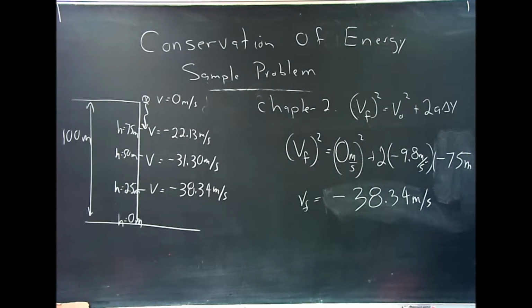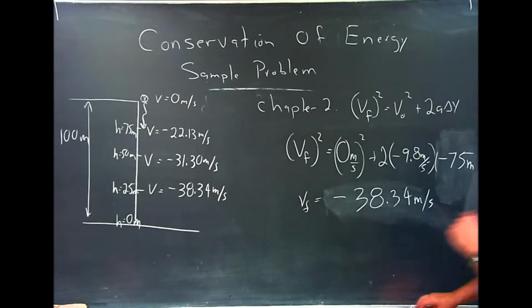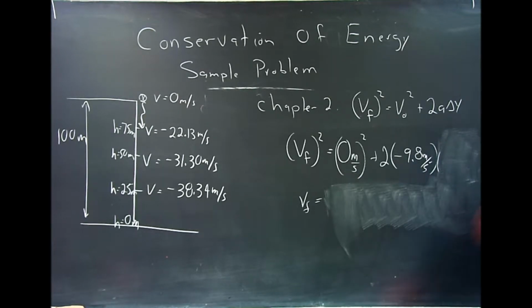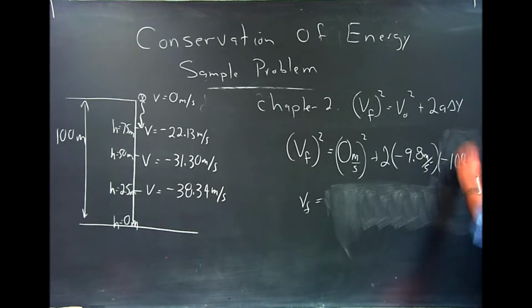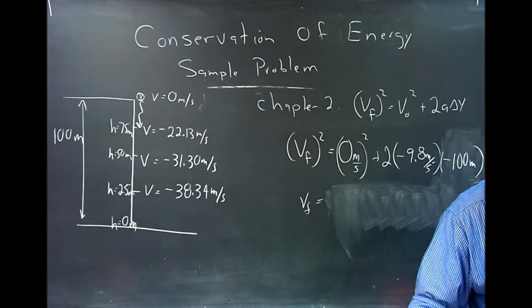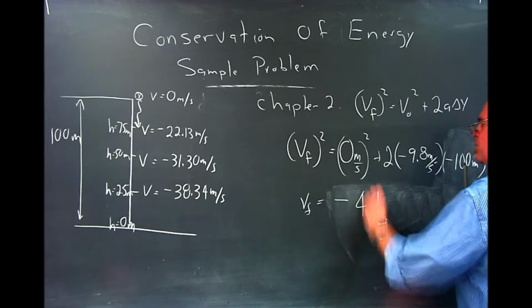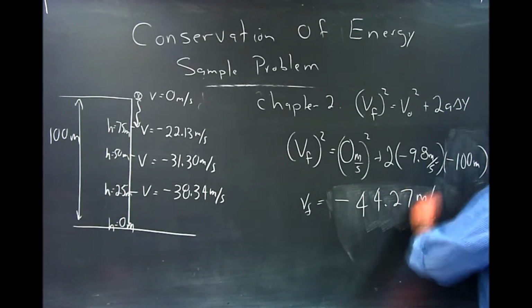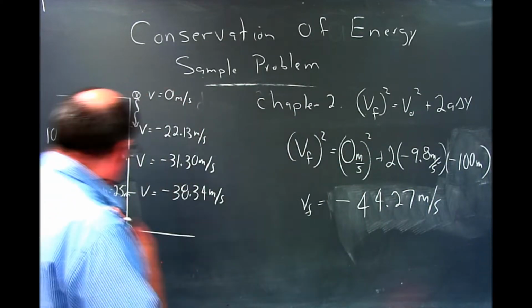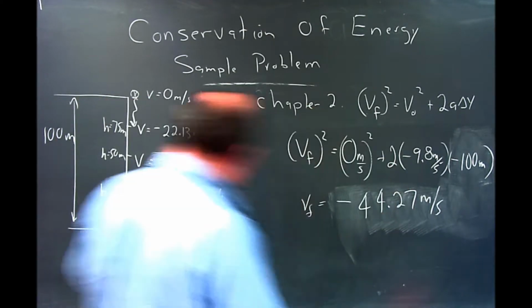And for the final one, if I plug in what happens when it gets all the way to the bottom, down to 0 meters, I will plug in negative 100. If I do those numbers on my calculator, it comes out to be negative 44.27, and that's meters per second. Okay, so my velocity right before it touches the ground is a negative 44.27.